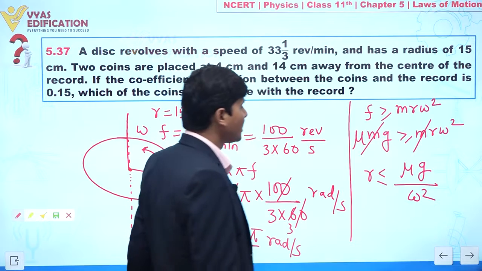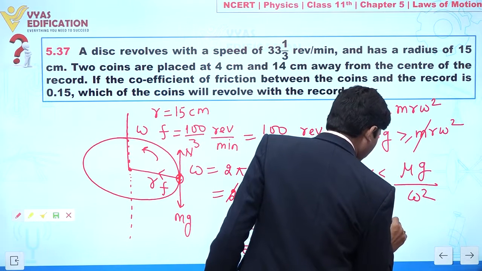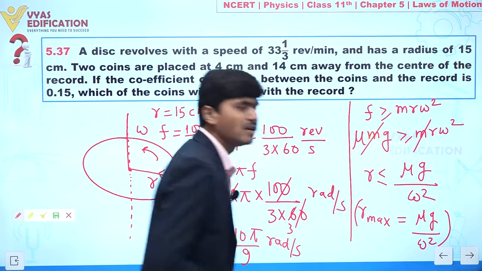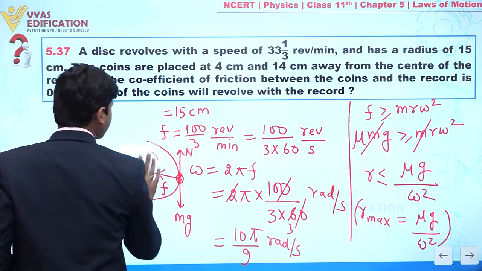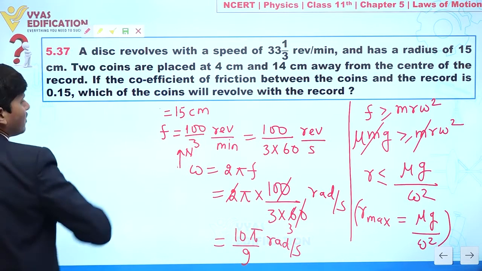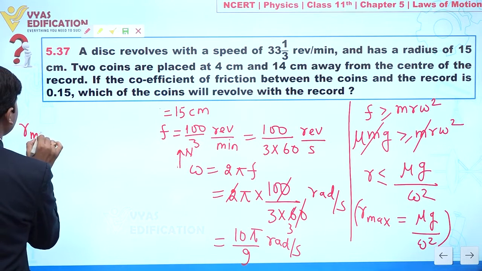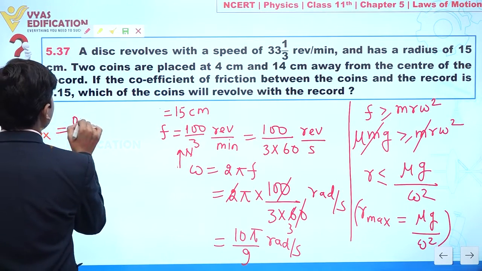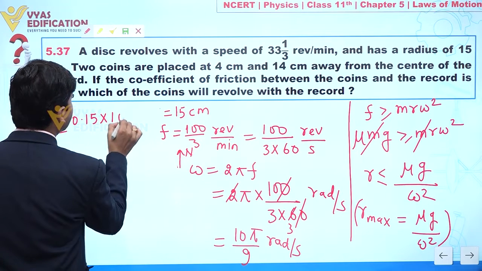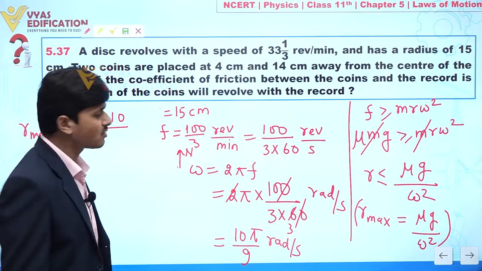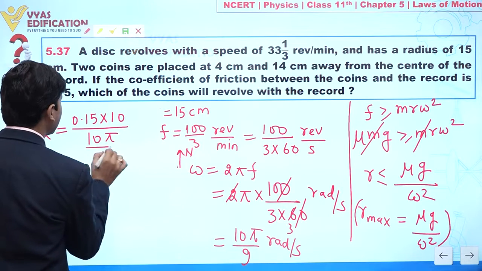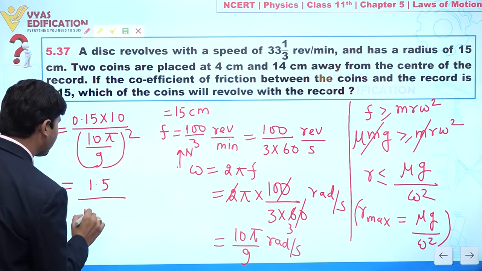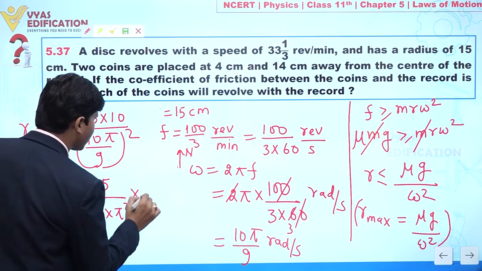So we can calculate the maximum value of r here. The maximum value of r is given by mu g upon omega square. Now we can put in all the values. The value of r maximum is given by mu, the value of mu is 0.15, multiplied by g, which is 10, divided by omega square. Omega square means 10 pi by 9 whole square. Now if I simplify, this is 1.5 divided by 100 into pi square multiplied by 81.